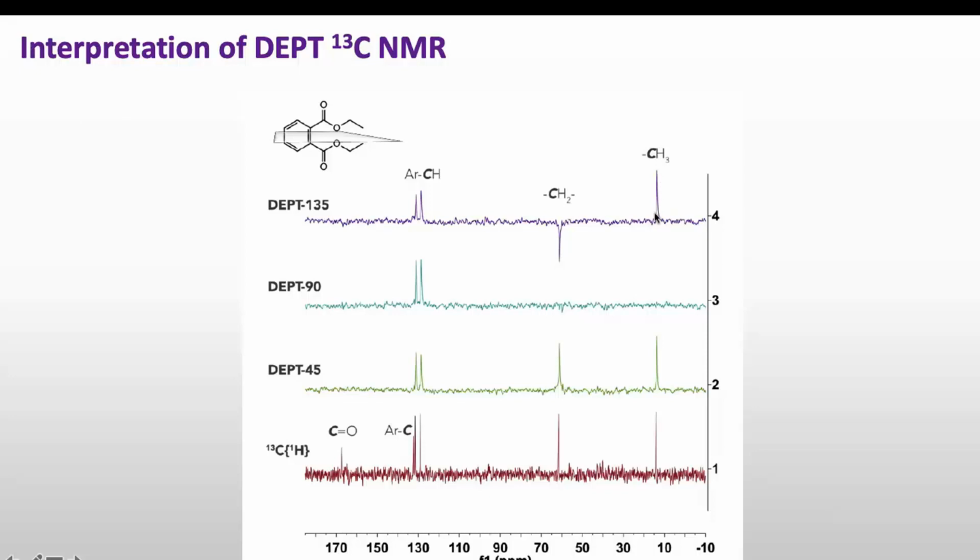So again we are able to find which peak belongs to quaternary carbon, which peak belongs to CH2 carbon, and which peak belongs to CH3 carbon or CH carbon. In this way, we are finding the structure of organic molecules and we are getting the information about the protons attached to carbons, which we are missing in proton decoupled carbon NMR.